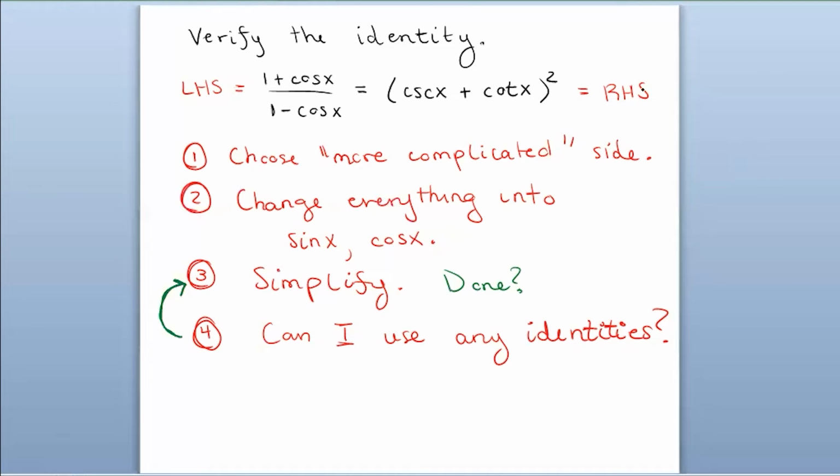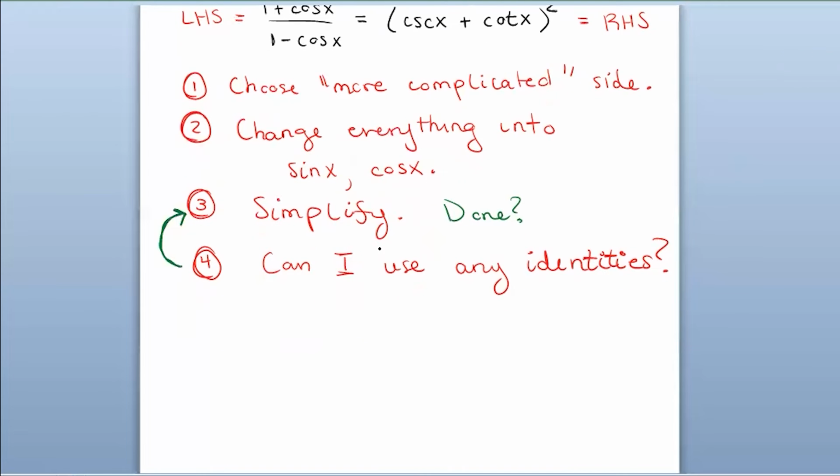I decided that I think the right-hand side is the more complicated side, and so that's the side I'm going to roll with to start. I'm actually going to write this down again because I want to be able to refer to it. So we have 1 plus cosine x over 1 minus cosine x equal to cosecant x plus cotangent x squared. Again, I called this my right-hand side. I called this my left-hand side.